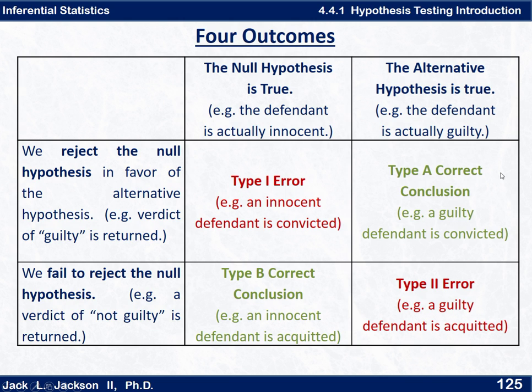This line here is that we reject the null hypothesis in favor of the alternative hypothesis. A verdict of guilty is returned, and that means we either made a type 1 error, we convicted an innocent, or a type A correct conclusion, we convicted a guilty person. And the bottom line is we failed to reject the null hypothesis. For example, a verdict of not guilty, that's a type B correct conclusion, an innocent is acquitted, or a type 2 error, a guilty person is acquitted.